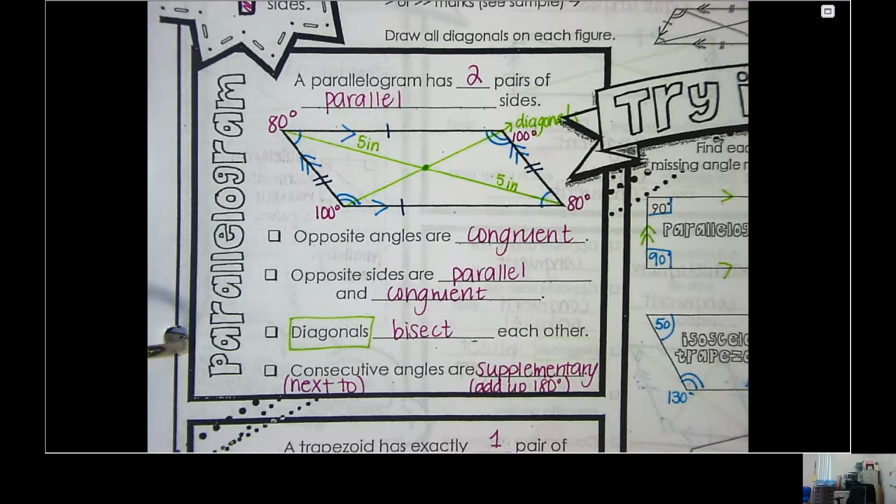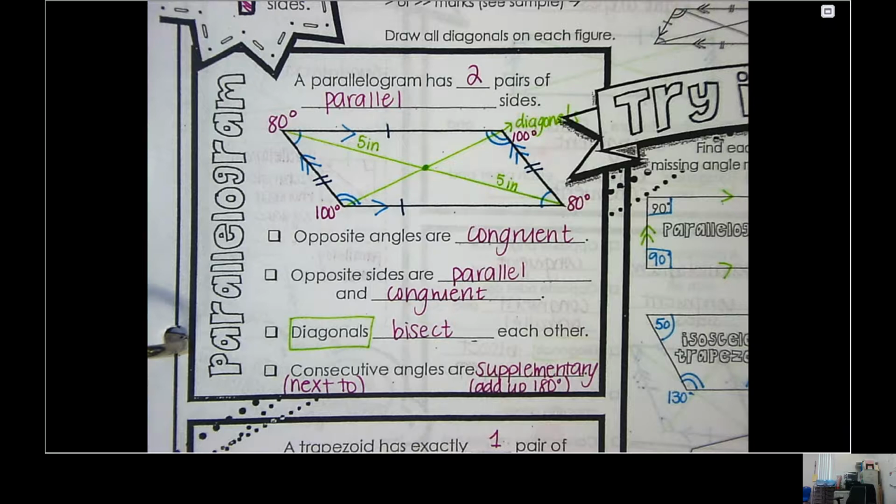What else do you know about those same two sides? They're parallel and what else? Congruent. Very nice. So they are the same length, the same distance. They are also parallel, which means they'll never touch. They'll never intersect each other. Good. Opposite angles are congruent.